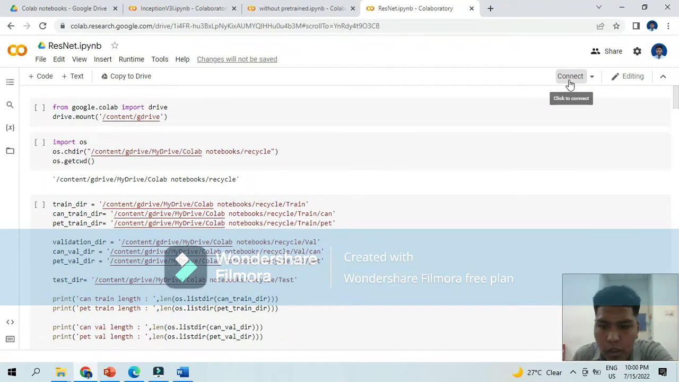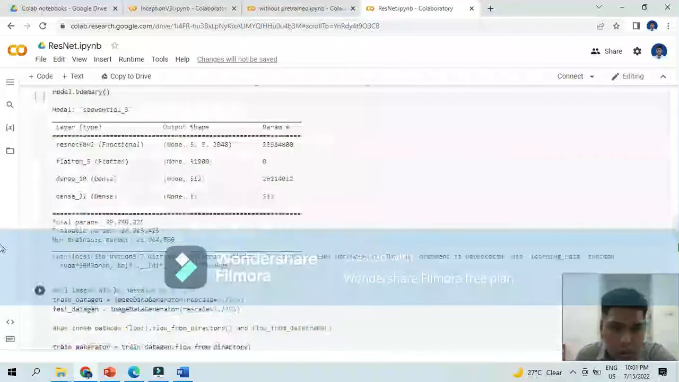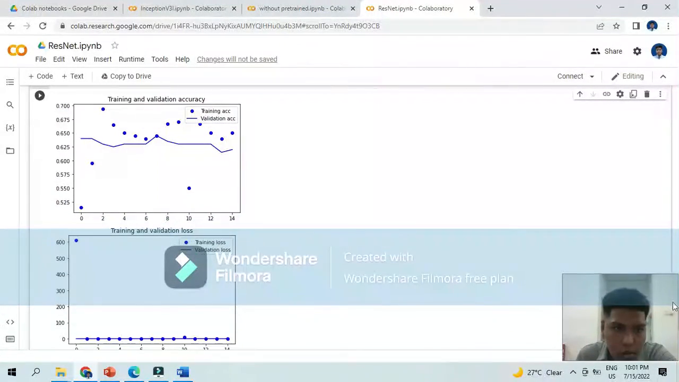Okay, for task 2, we can see the coding for this project for the assignment task 2. You can see the result for task 2, which is using the pre-trainer ResNet. The training and validation accuracy has achieved 90% accuracy, which is almost 100%.